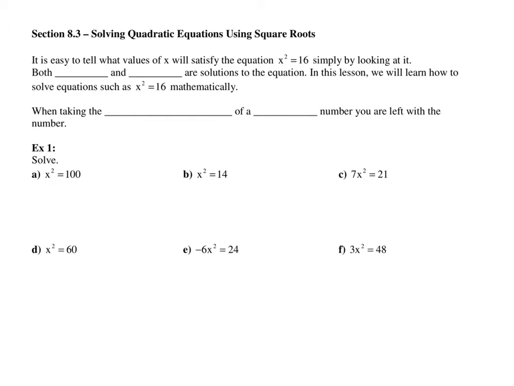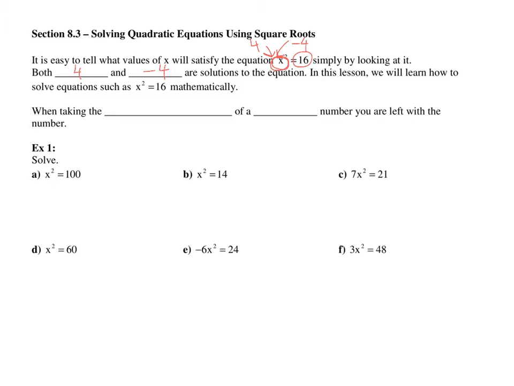Okay, starting lesson 8.3, solving quadratic equations using square roots. It is easy to tell what values of x will satisfy the equation x squared equals 16 simply by looking at it. What numbers can you plug in here such that the result will be 16? Well, you could plug in 4, but you could also plug in negative 4. So both 4 and negative 4 are solutions to the equation.